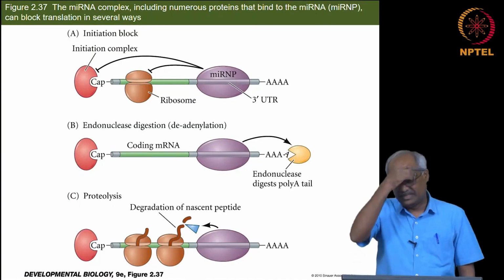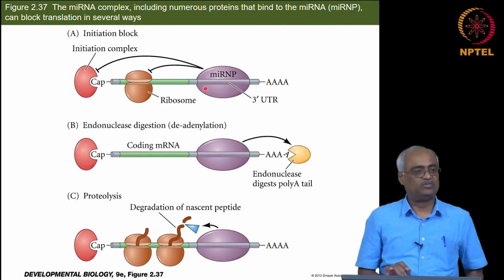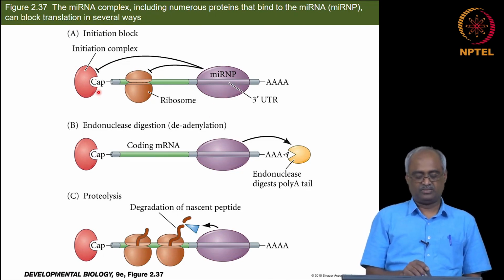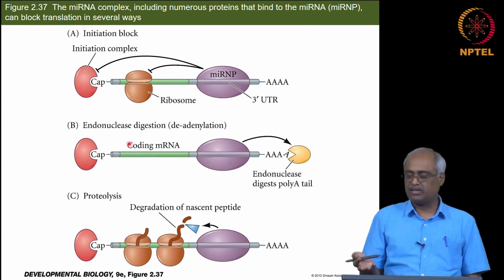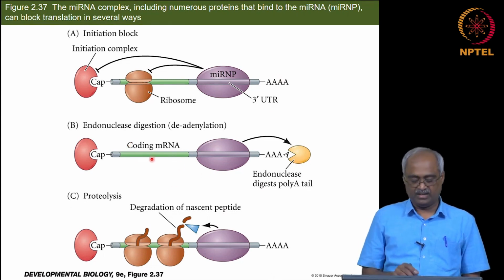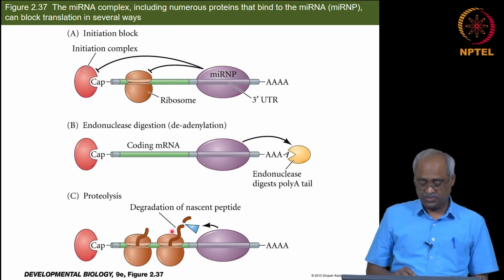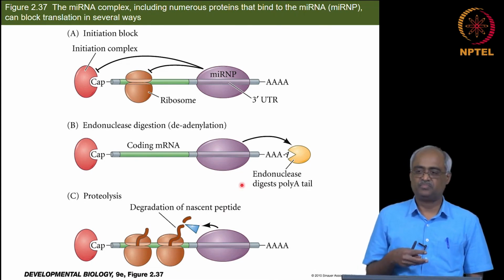This miRNP, ribonucleoprotein complex carrying that miRNA sequence, can do any of these 3. For example, it could inhibit the initiation complex, a protein binding to the 5' cap, or it can inhibit the ribosome's ability to elongate, or it can remove the poly A tail and reduce the stability of the RNA, or it could actually recruit proteases to digest the nascent peptide that is coming out. All 3 mechanisms have been seen with specific examples.